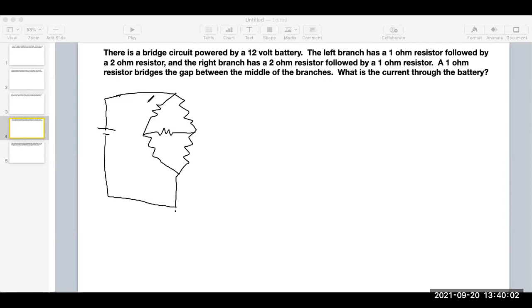So we've got 1 ohm, 2 ohms, 2 ohms, 1 ohm, and the battery is 12 volts. So I'm going to just define current directions. Other choices are certainly possible.